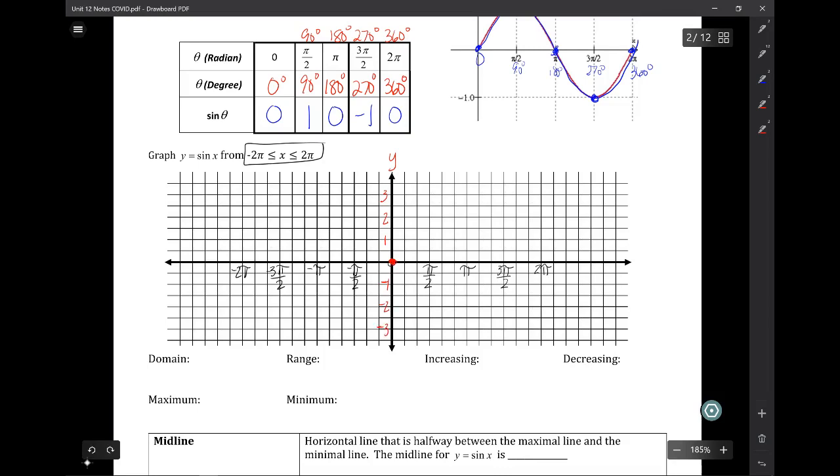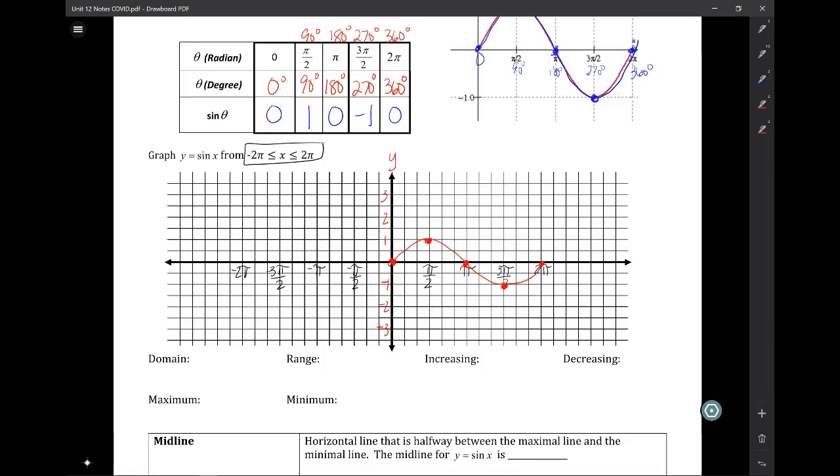So at 0, it's 0. At 90 degrees, we're going to go up to 1. At 180 degrees, we're back down to 0. At 270, we go down to negative 1, and then by 360, we do 1 full sine curve.